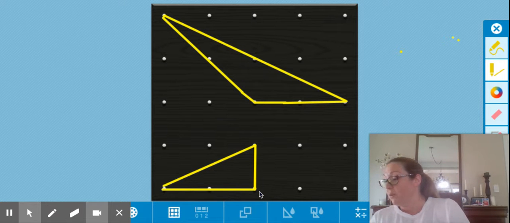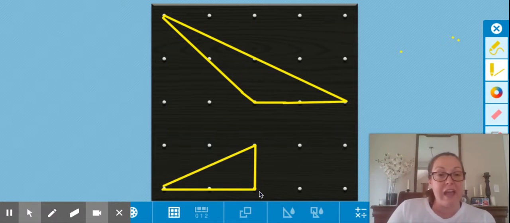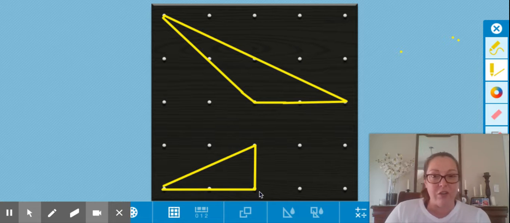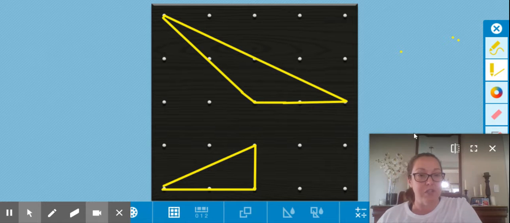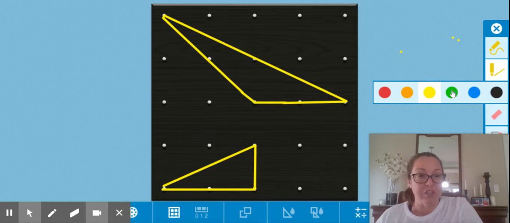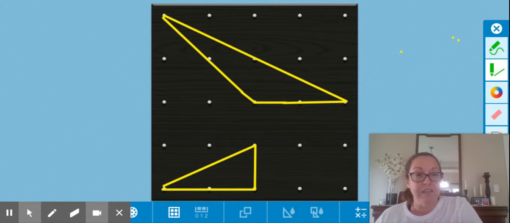Well, also what I want you to know is that for every side, you're going to have an angle. So these triangles have three sides, so they're going to have three angles. And using my tools over here on this side, I'm going to show you how I can show where the angles are. So over here, I can change the color of my pen. I'm going to change it to green for this. And then this is the one where I can draw whatever I want.